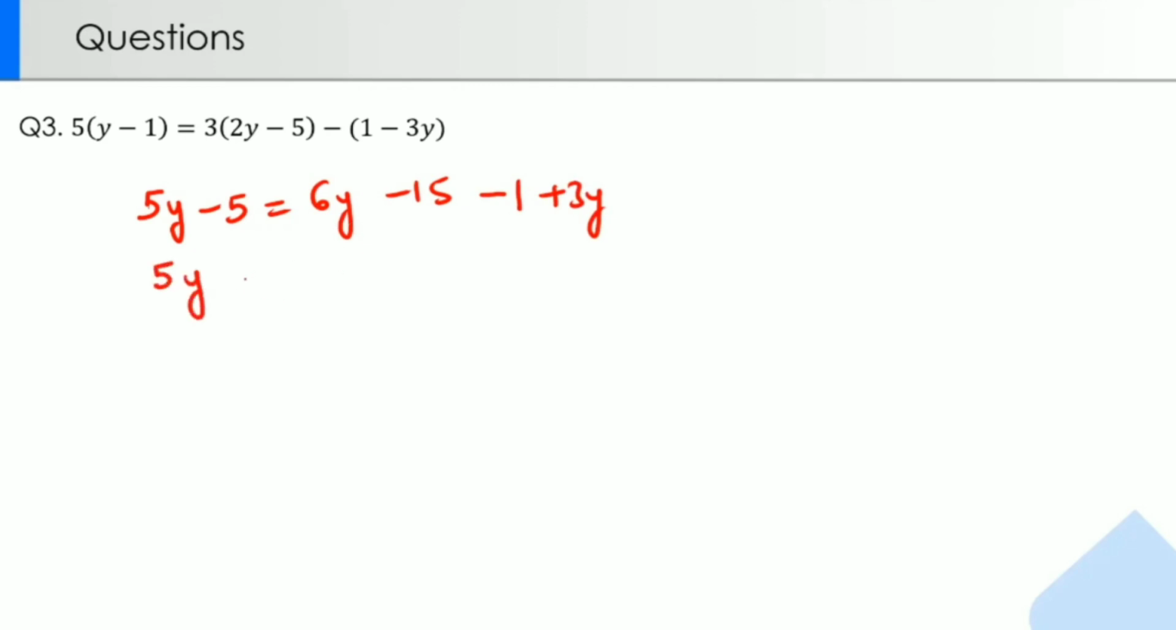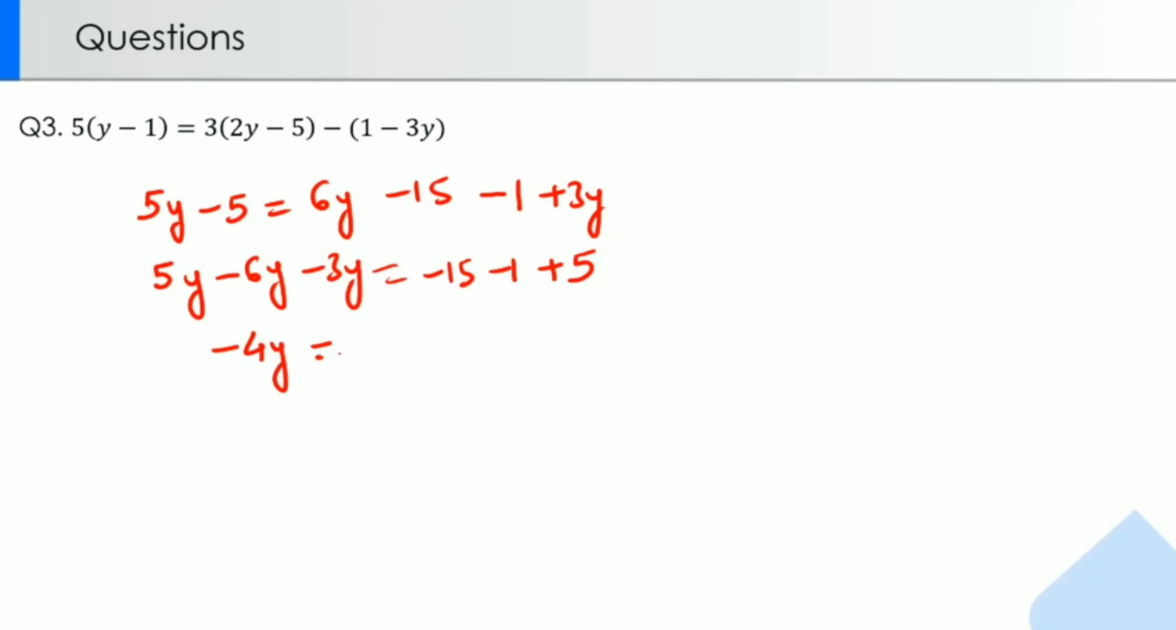Now you can shift all the like terms on one side, the constant terms on one side. So therefore I can write 5y minus 6y minus 3y. These are like terms because they all have y. Now the other set of like terms is the constant terms. So I can write minus 15 minus 1 plus 5.